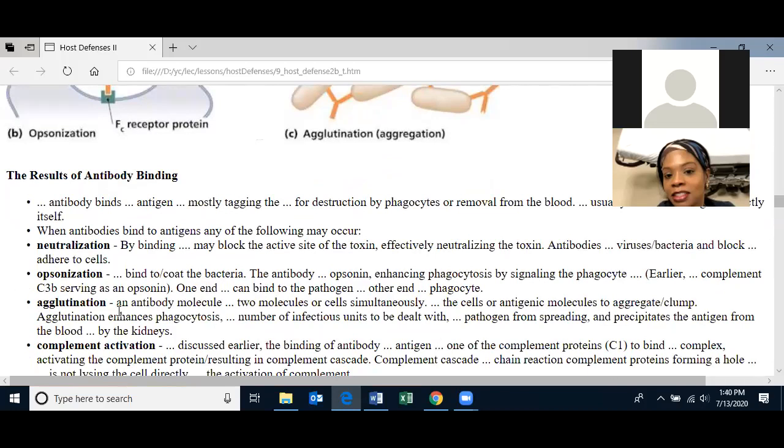All right, any other questions about agglutination and how it aids the body in defending the body?